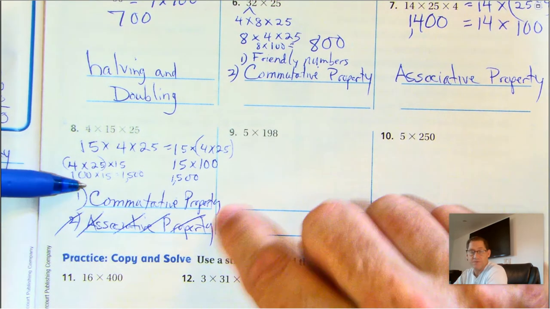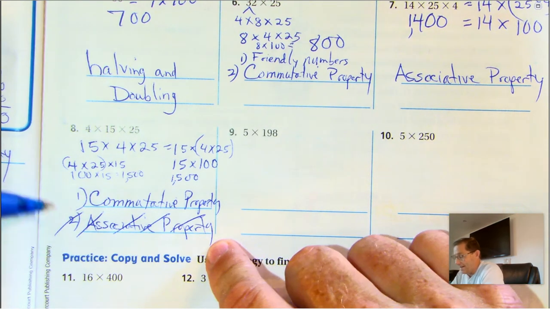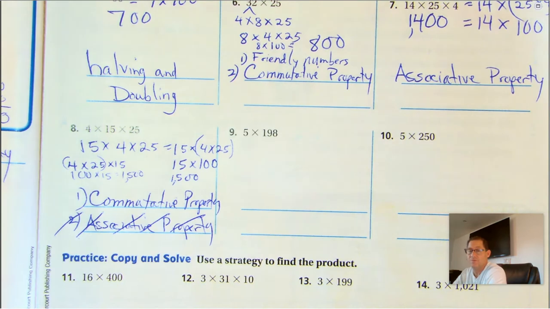There was nothing wrong with me solving commutative property and associative. But I did technically make it more difficult because I had a second step where I had to group the 4 and the 25. Okay, so I should have just switched the order of the 15 and the 25 to start.